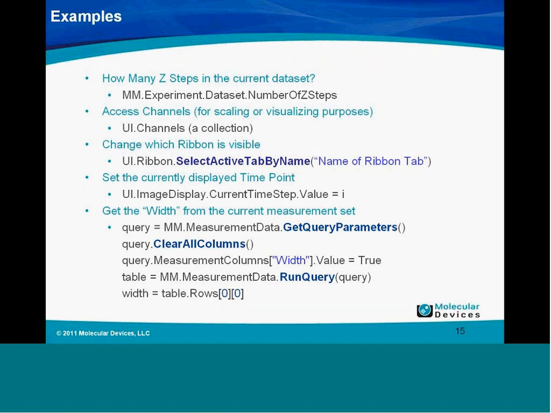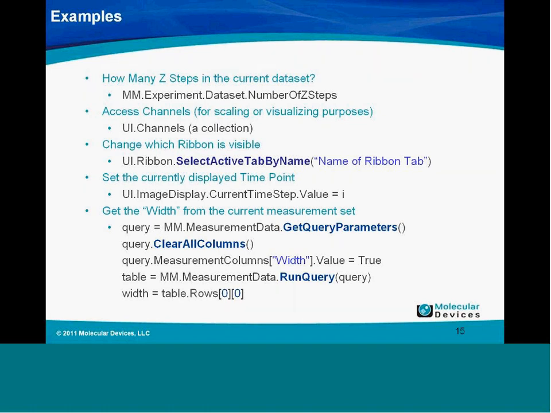A little bit more complex is how to get measurements out of a measurement set. In order to get data out of a measurement set, you basically treat it as if it was a database. So you build a query, you ask for what values you want to retrieve, and then you get a table full of those values, and then you pull out the particular value you want. So you start with the query equal mm.measurementData.getQueryParameters.